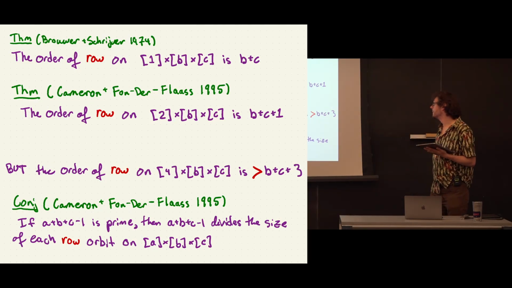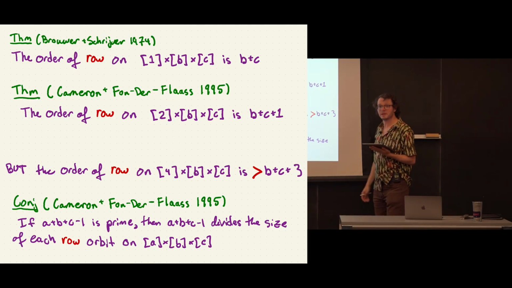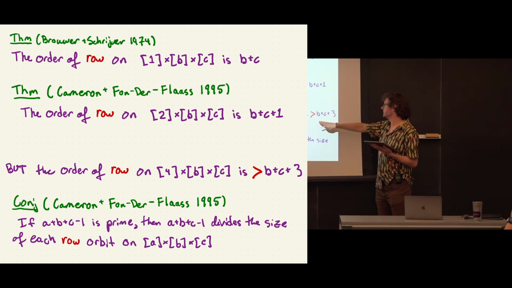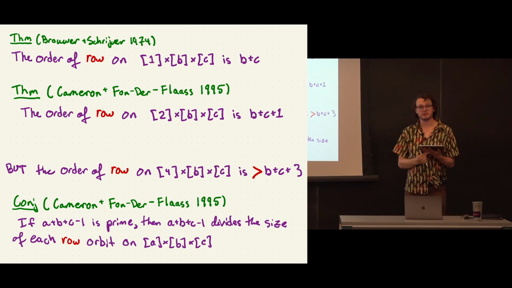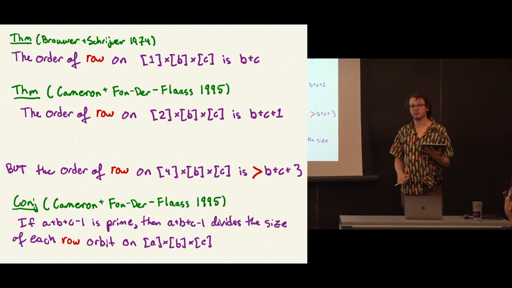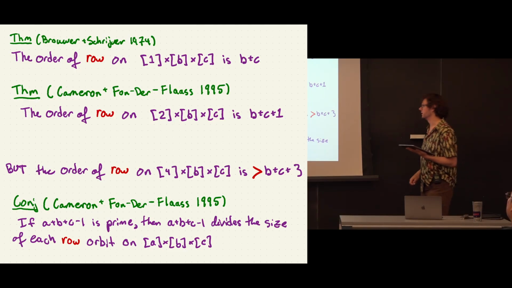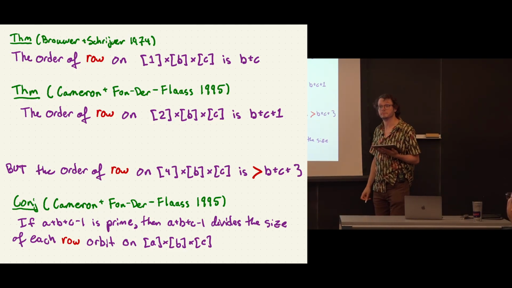That's very nice. And you might sort of see a pattern going there, and they presumably saw a pattern there, but then they computed a lot of stuff. They had better computers, I think, than Brouwer and Schrijver, and they find that if I take 4 by B by C, then I don't get B plus C plus 3. I get something quite a bit larger than that, and sort of uncontrolled.